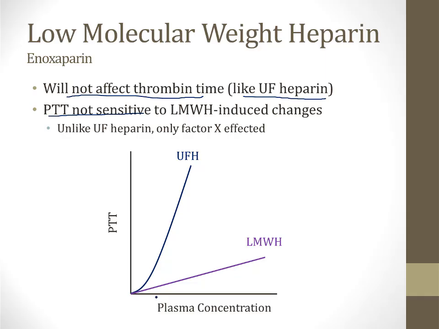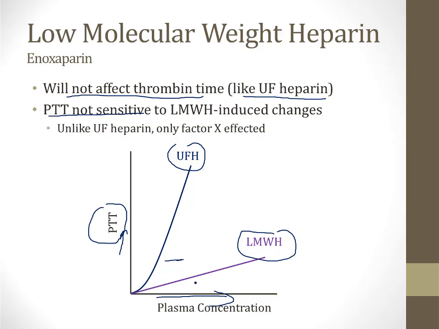So if you were to plot the plasma concentration of a drug versus the PTT, these are the two curves you would generate for unfractionated heparin and low molecular weight heparin. Unfractionated heparin has a very steep curve. This makes the PTT very useful for monitoring because as the concentration moves just a little bit left or right, the PTT changes a lot.